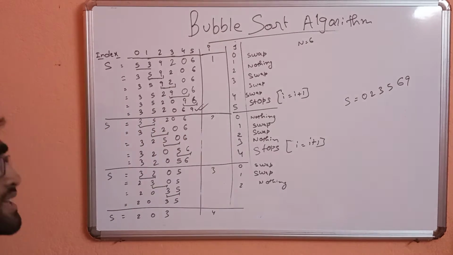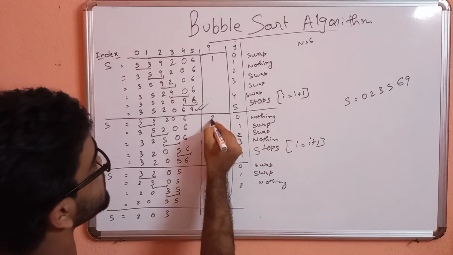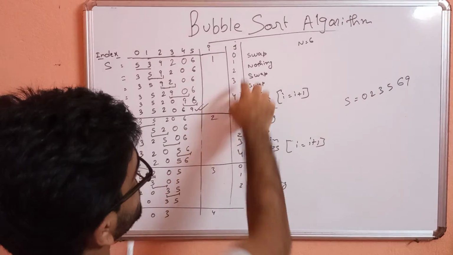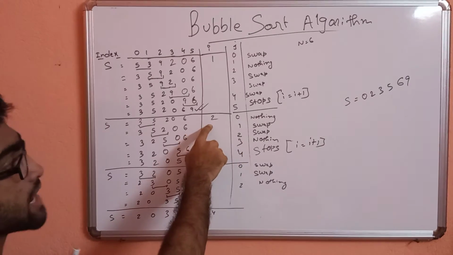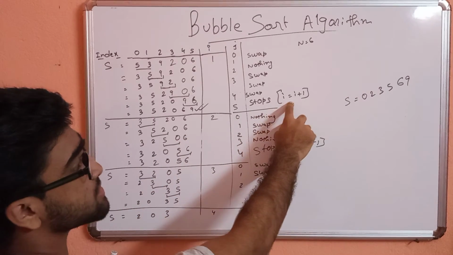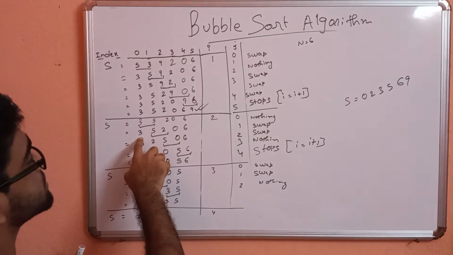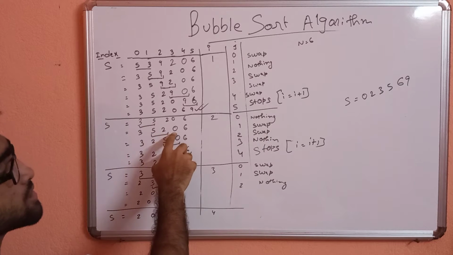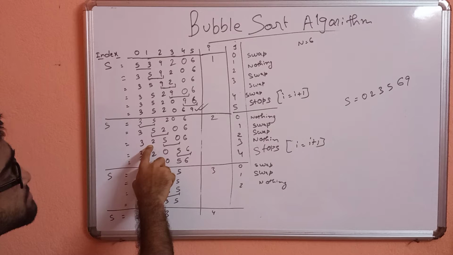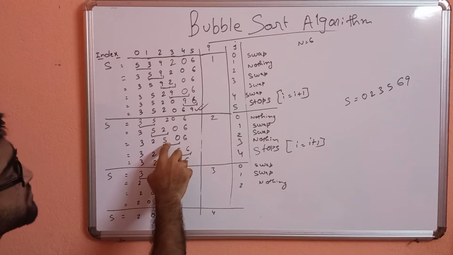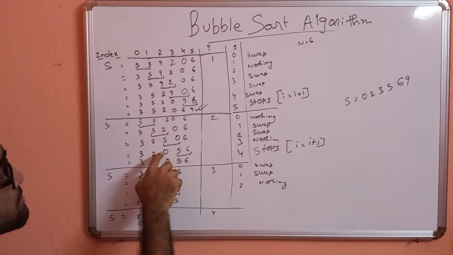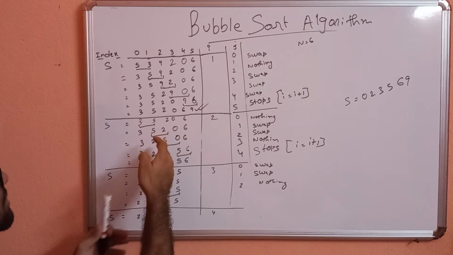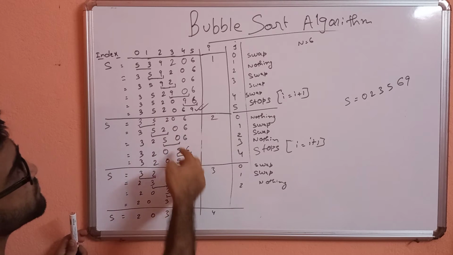Then again the same process will repeat. j is 0 at first, but i is 2 because i is incremented by 1 at this step. 3 and 5 will be compared. 3 will come to the first place, j incremented. 5 and 2 will be compared. 2 came to the first place, j incremented. 5 and 0 will be compared. 0 will come to the second index. 5 will move to the third index.